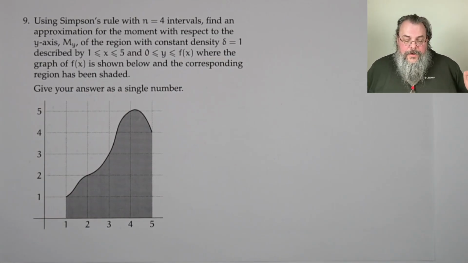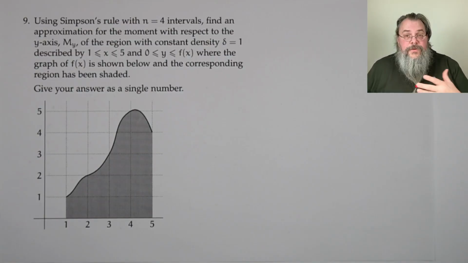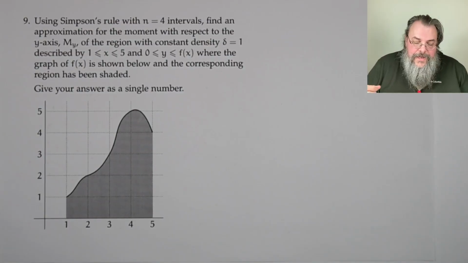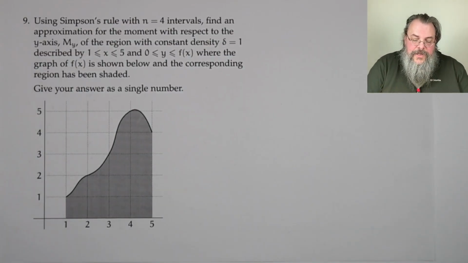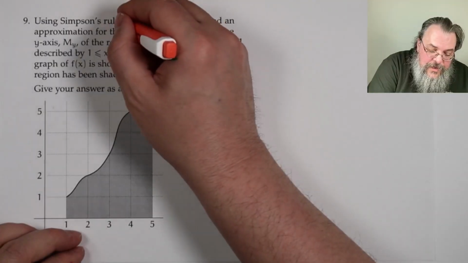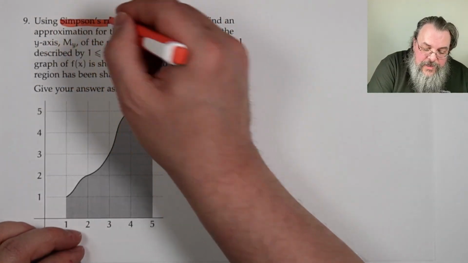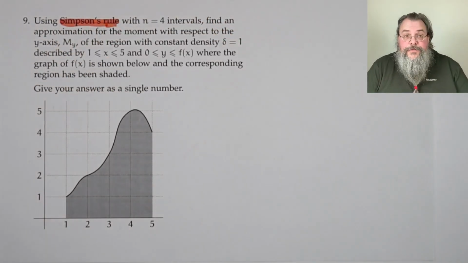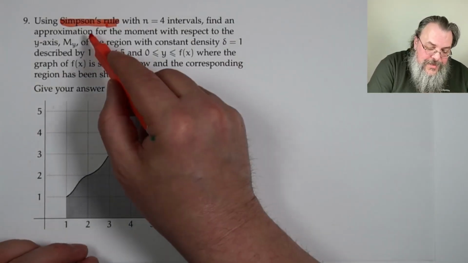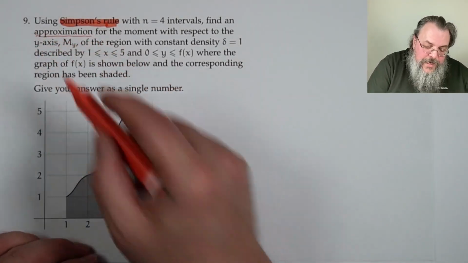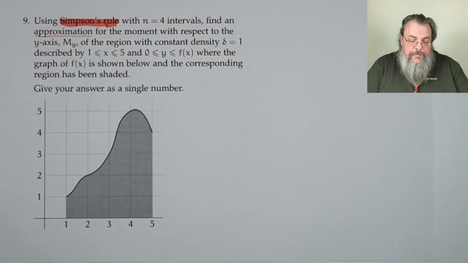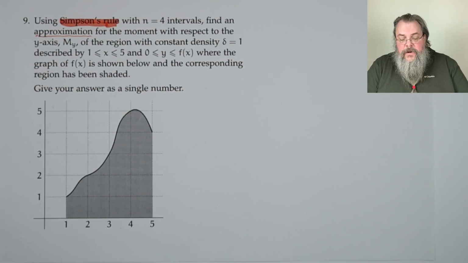All right, great. So we're using our tools, and in particular, notice this is Simpson's rule. The clue that it's Simpson's rule is the fact that they said it's Simpson's rule. Another clue, of course, is that we're after an approximation. We're not going to get an exact value, but we're going to get an approximation. Okay, so where do we start?